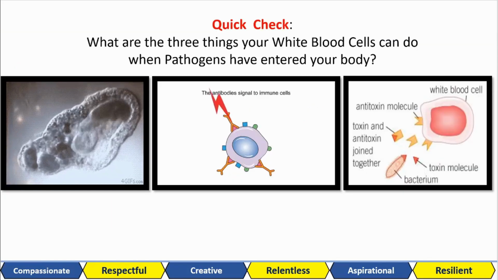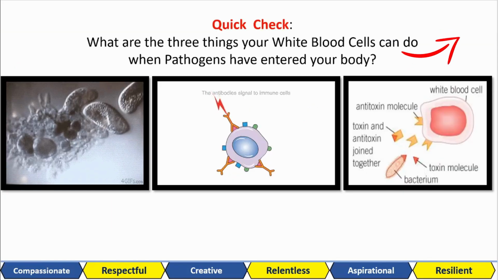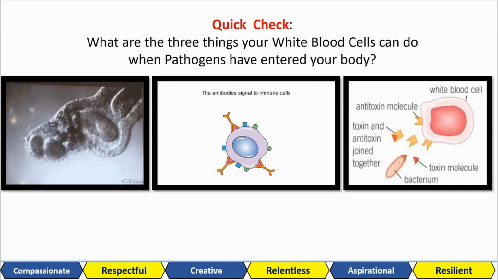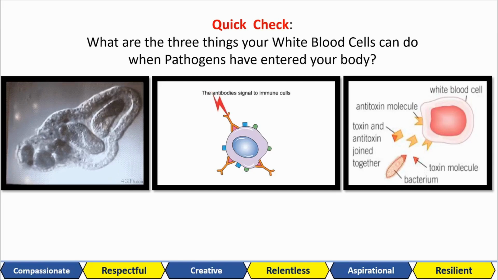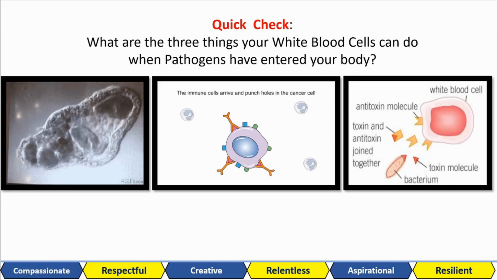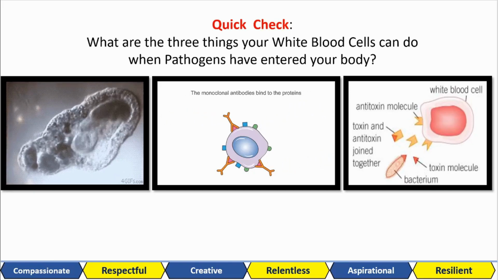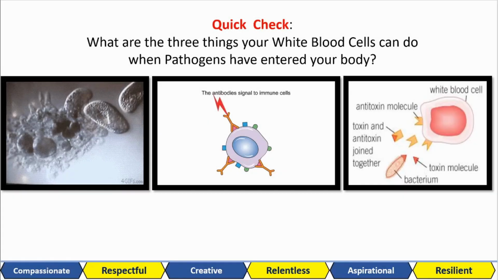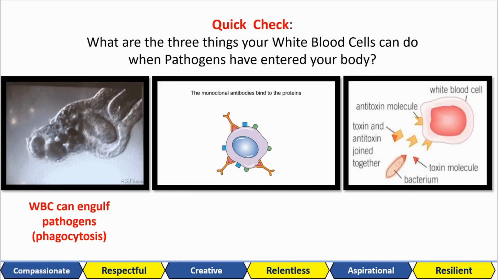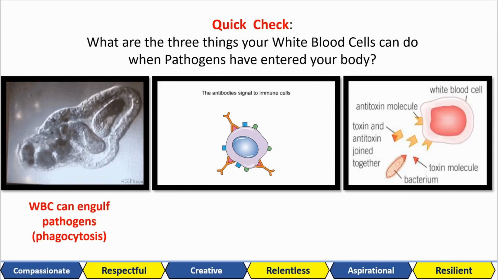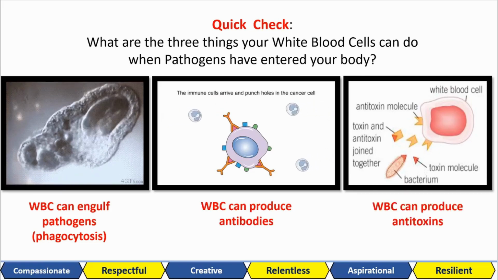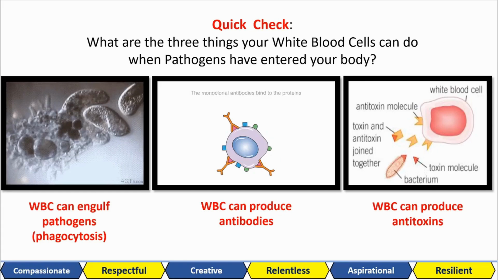A quick recap from the last video. Click the card if you need to check that, but you can probably get the gist of it from these three pictures. This activity is asking you to use these three images to describe the actions that white blood cells take in order to protect your body against pathogens. White blood cells engulf pathogens in a process called phagocytosis. White blood cells can also produce antibodies, and finally, white blood cells can produce antitoxins.